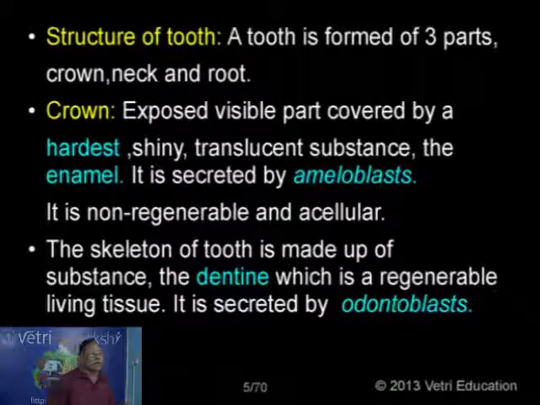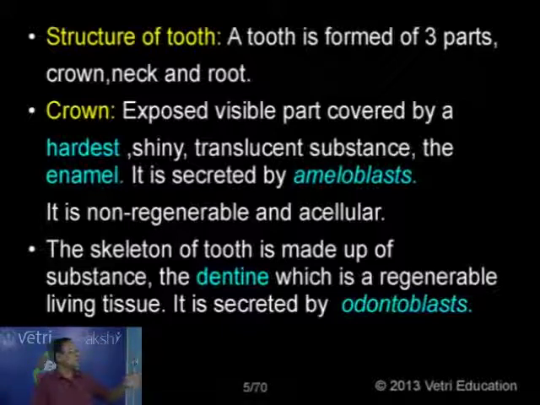If you take any tooth, either incisor or canine or premolar or molar, we can have three parts. The one which is exposed is called the crown. A small part which is hidden by the gum or gingiva is called the neck. And the lowermost part which is hidden just inside the cavity of bone is called the root. So the crown is the visible part, the neck is simply covered by the gum or gingiva, and the root part is normally concealed in the bony cavity.